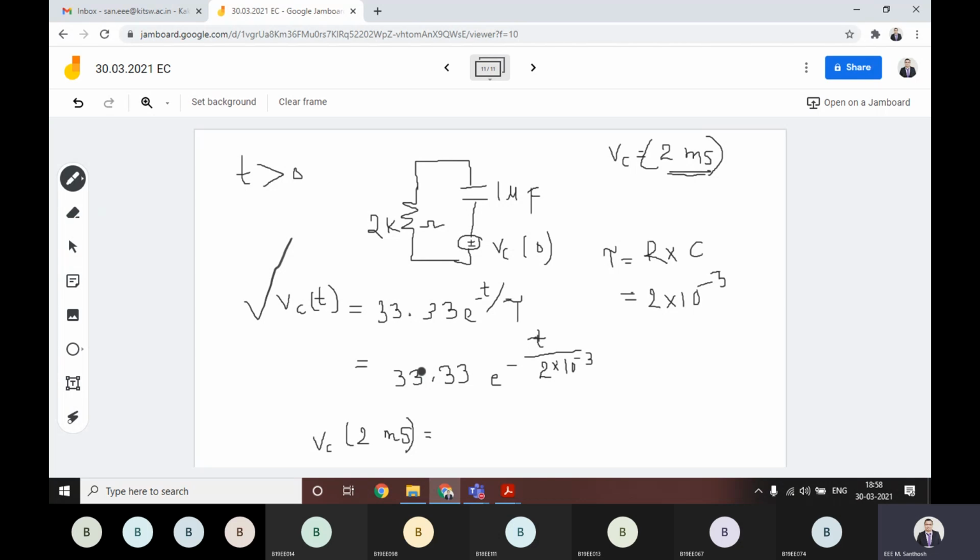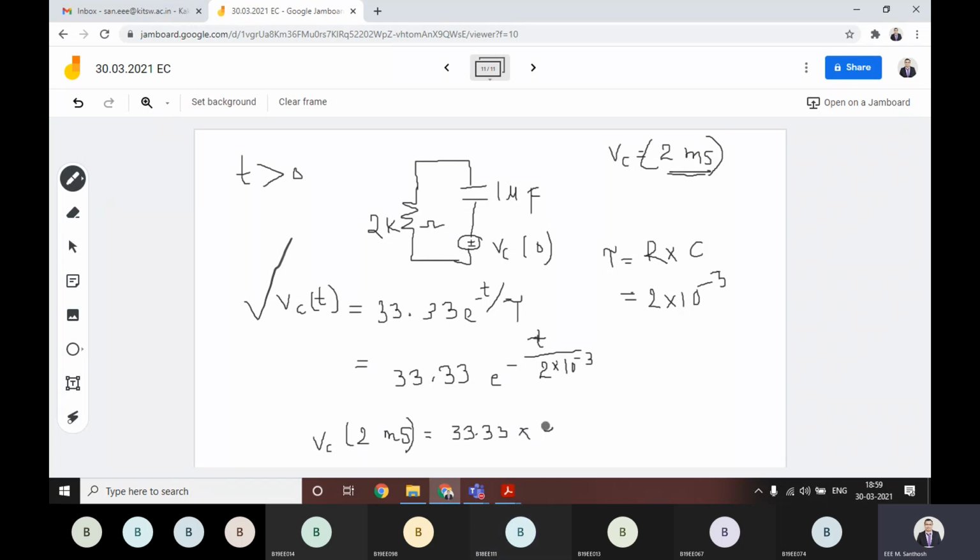What is the value at 2 millisecond you are getting? In your calculator you can calculate e power. Enter the power you are getting, and directly you will get the value of VC at 2 millisecond. Like that you have to calculate VC. Are you getting or not? 12.26, sir. Very good, 12.26.